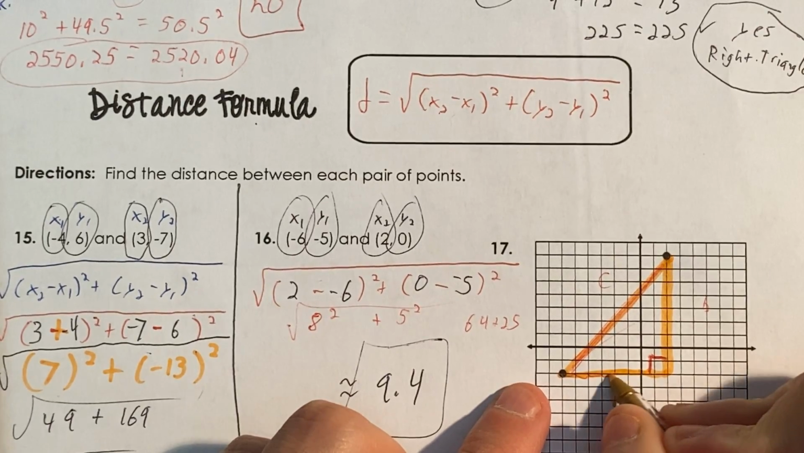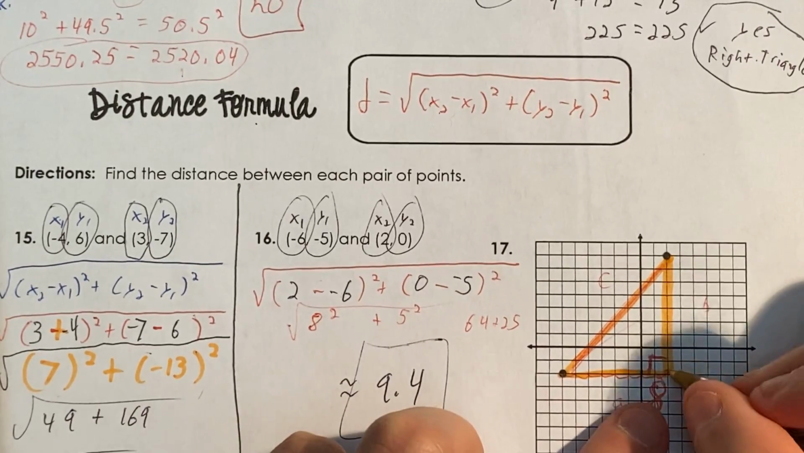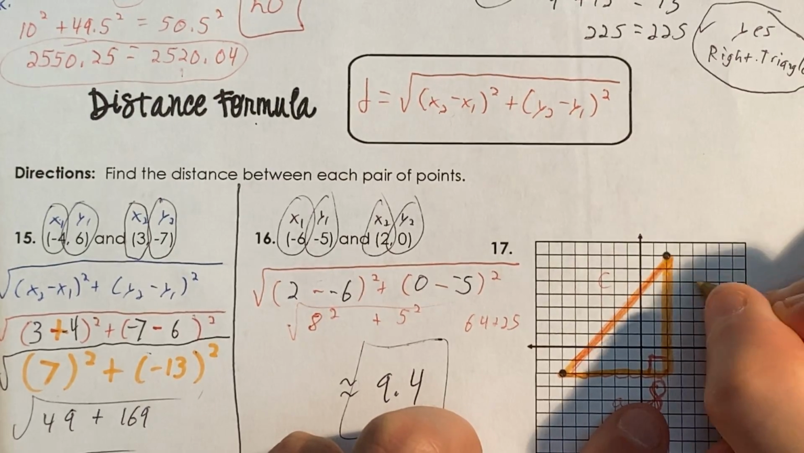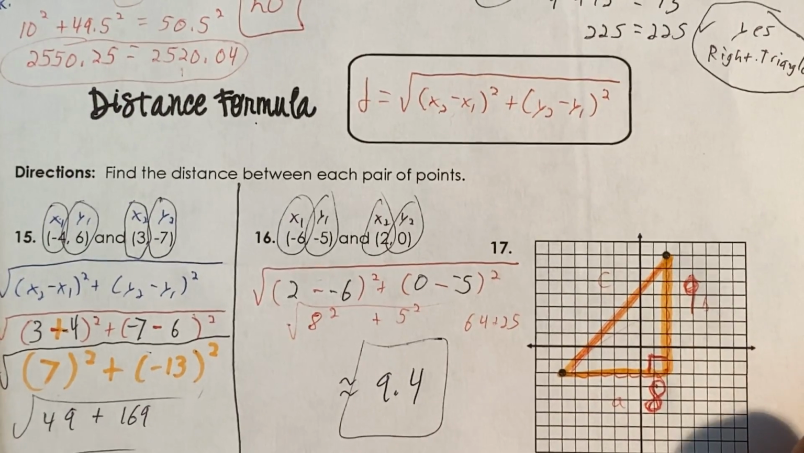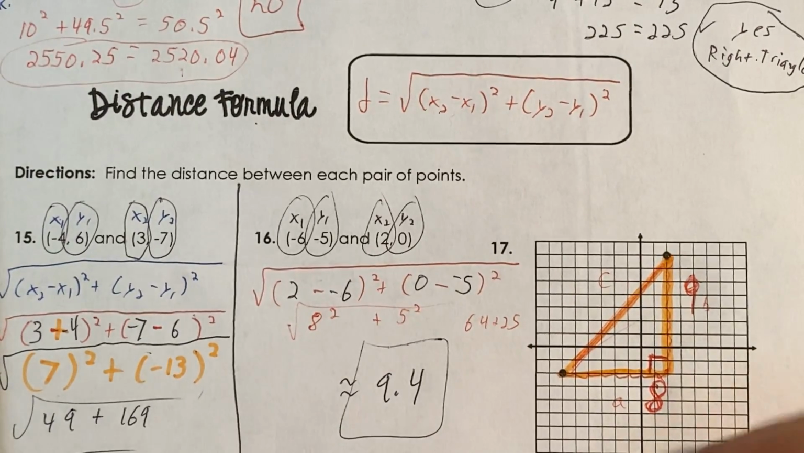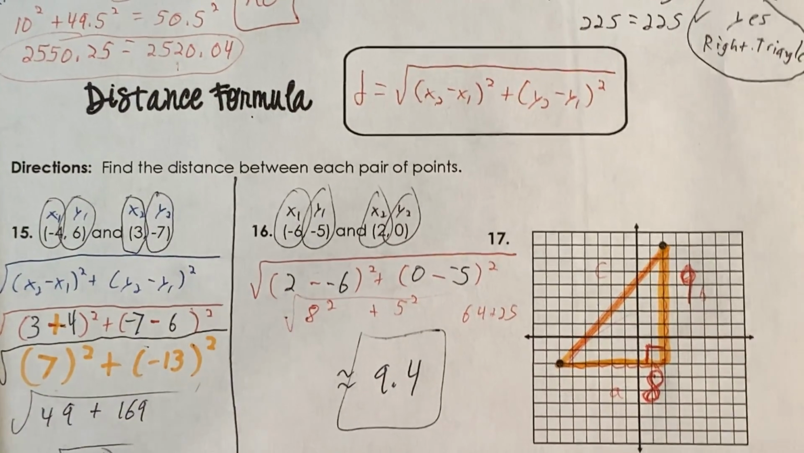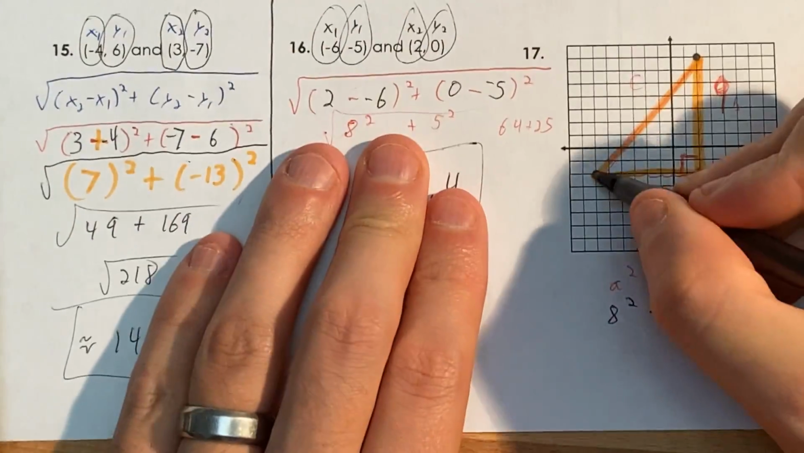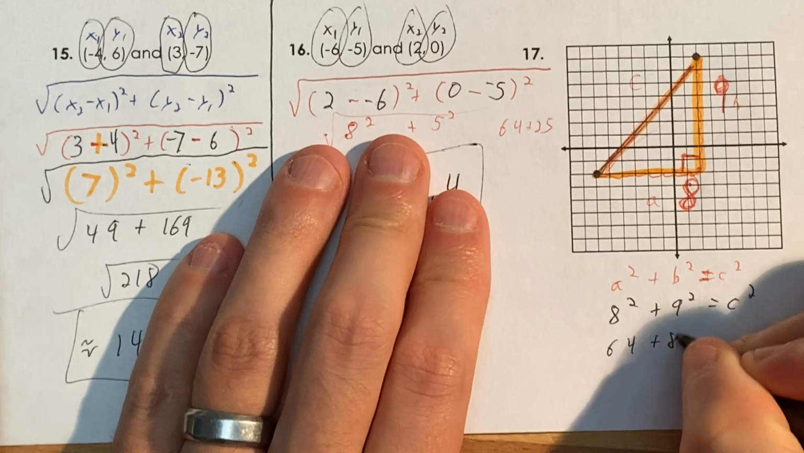1, 2, 3, 4, 5, 6, 7, 8. And then 1, 2, 3, 4, 5, 6, 7, 8, 9. So the Pythagorean theorem would just have 8 squared plus 9 squared equals c squared, right? No formula needed, just like that. Just keep in mind the distance is always the hypotenuse. So that's 64 plus 81.